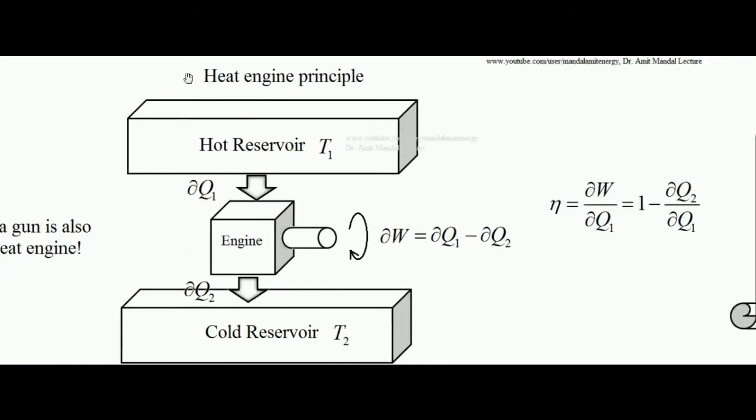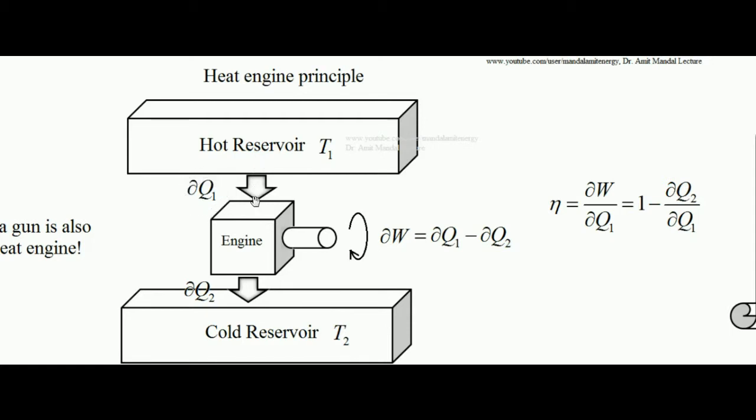Now according to the definition, what is the principle of a heat engine? A heat engine always works between two thermal reservoirs. One is a hot reservoir, the other is a cold reservoir. Remember this: one hot and one cold reservoir are required so that a heat engine can work. Now suppose the hot reservoir is at temperature T1 and the cold reservoir is at temperature T2. So this engine will absorb some amount of heat from the hot reservoir, say del Q1.